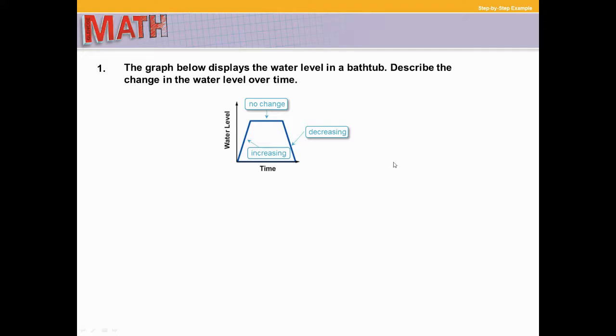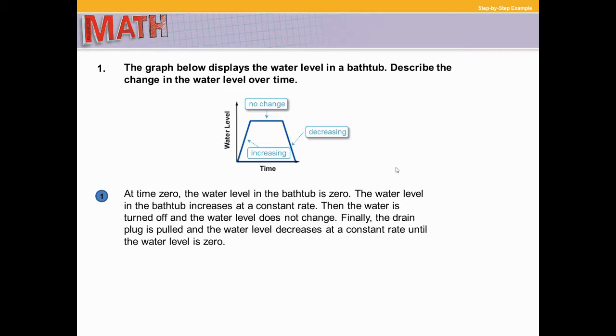As the water level increases, then there's no change. So at time 0, the water level in the bathtub is 0. The water level increases at a constant rate. You jump in the bath. There's no change. And finally, you pull the drain and it decreases at a constant rate until it's back down to 0. Again, we don't know how long that is. That's not important. We don't know how high the water level is. It tells the story of the water level over time.